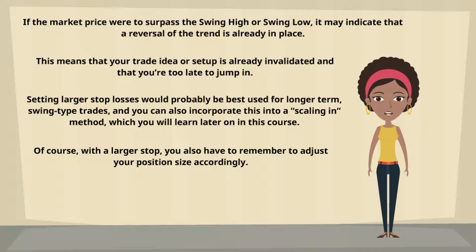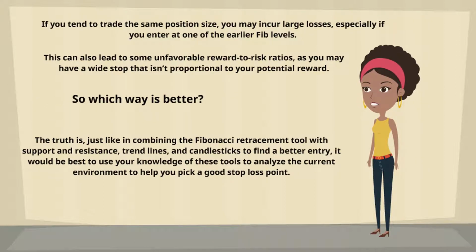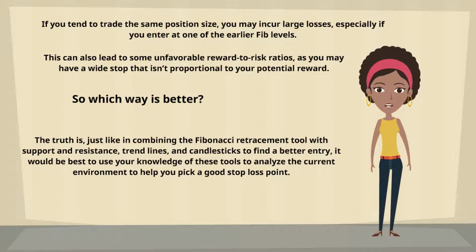Of course, with a larger stop, you also have to remember to adjust your position size accordingly. If you tend to trade the same position size, you may incur large losses, especially if you enter at one of the earlier Fib levels. This can also lead to some unfavorable reward-to-risk ratios, as you may have a wide stop that isn't proportional to your potential reward. So which way is better?